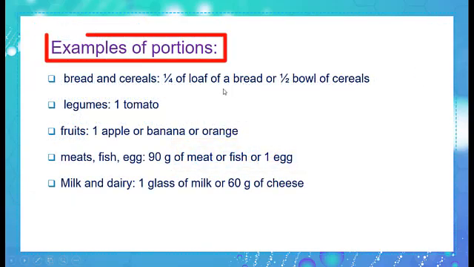These are examples of portions. For example, in bread and cereals, a quarter of a loaf of bread is a portion. In legumes, 1 tomato is a portion. In fruits, 1 apple or a banana is a portion. In meats, fish, and eggs, 90 grams of meat or fish is a portion, and 1 egg is a portion. In milk and dairy products, 1 glass of milk is a portion, and also 60 grams of cheese is a portion.